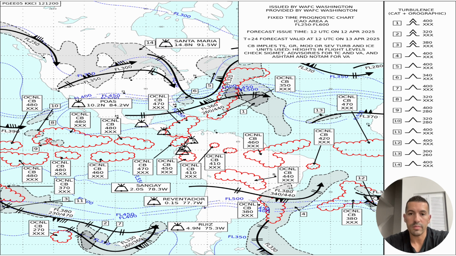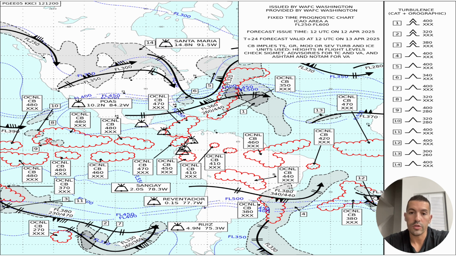First, let's identify some thunderstorms. Thunderstorm activity is depicted by a solid red curvy line, and it's labeled with CB and will now display bases and tops. All thunderstorms on the chart are marked as occasional in this example, and that pretty much means there's less than 50% coverage in the area.